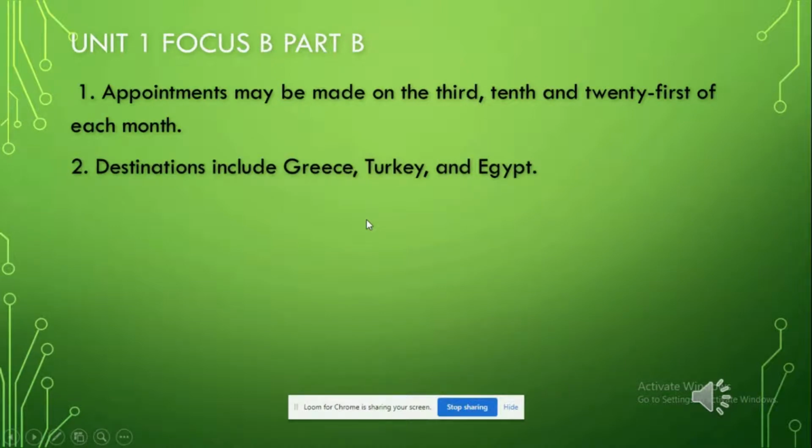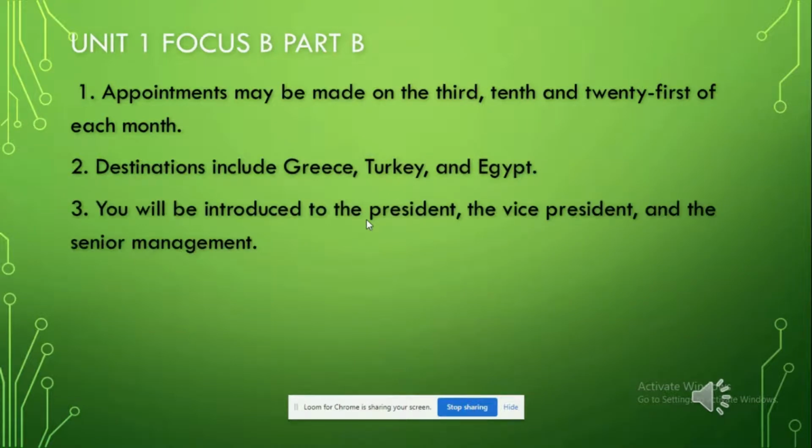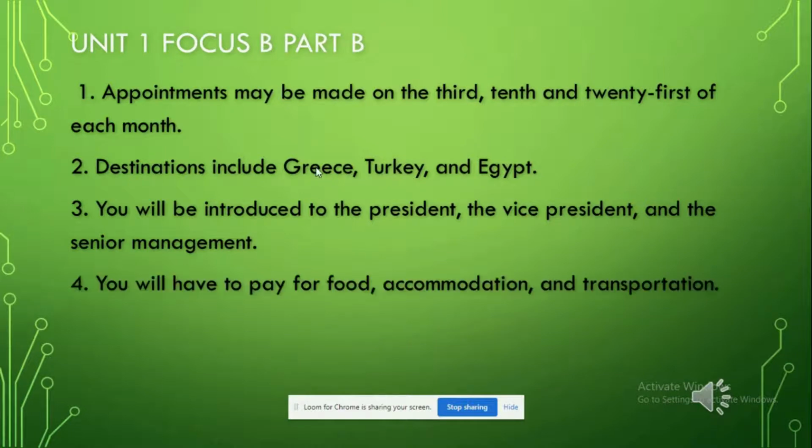2, Destinations include Greece, Turkey, and Egypt. 3, You will be introduced to the president, the vice president, and the senior manager. 4, You will have to pay for food, accommodation, and transportation. If you notice in those 4 sentences, the list or reading the list follow the up, up, down intonation.